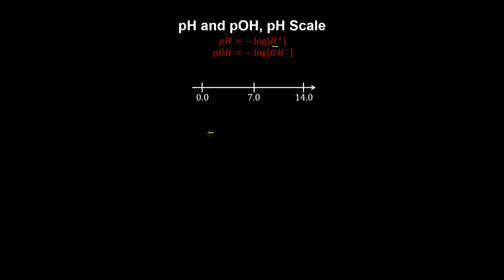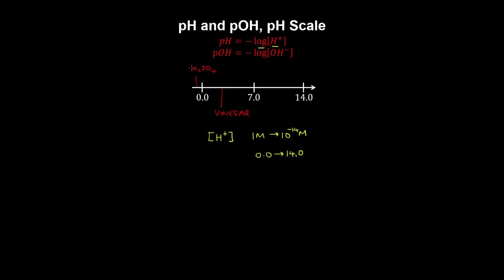Typically, the concentration of hydronium in an aqueous solution ranges from 1 molar to 10 to the negative 14 molar. So if you take the log of these values, you get the range of the pH being from 0 to 14. Now sulfuric acid is an example that falls out of this range, which is also known as battery acid, and vinegar has a pH of around 3.